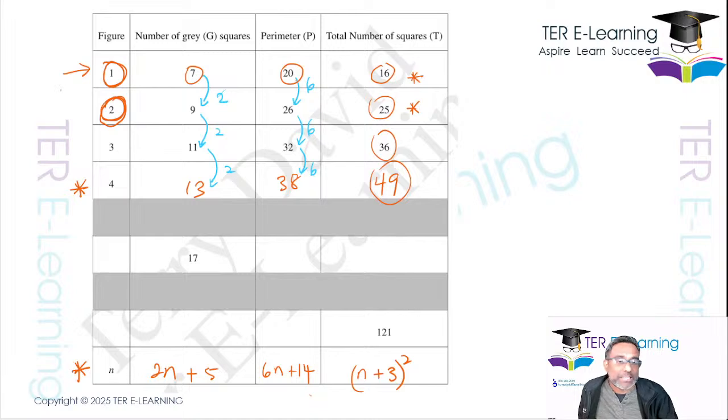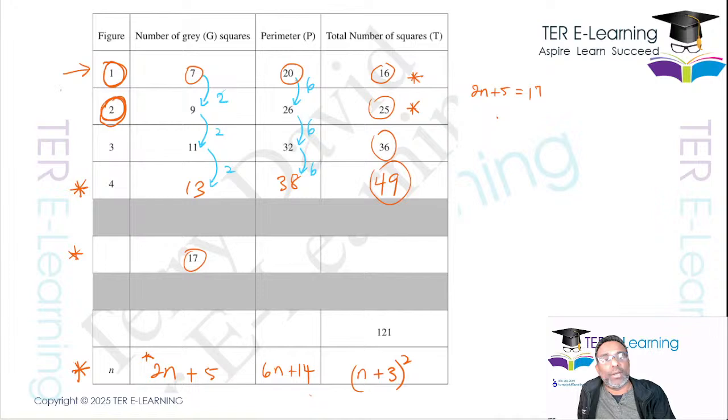Hope that's making sense, right? Okay, so now we want to complete the table. For this row here, you know the number of gray squares is 17. So you'll take 2n plus 5 and put that equal to 17, and you can work out the figure number from that.